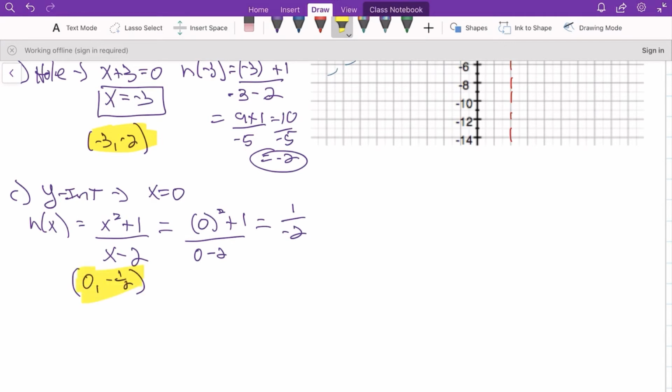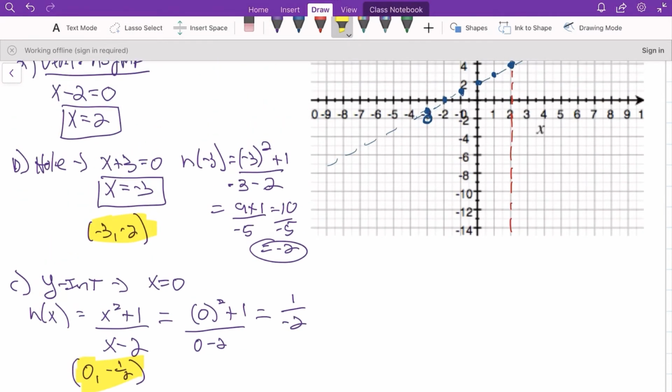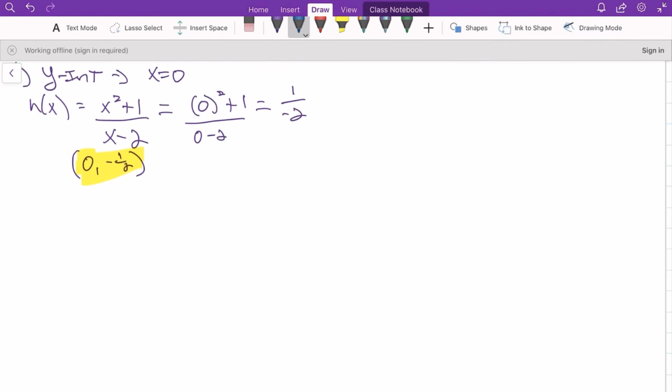All right, I'm going to sketch that on the graph as well. It'll be right about here. All right? Right about there on the graph. We'll get that going. And then let's figure out if we have any x-intercepts.